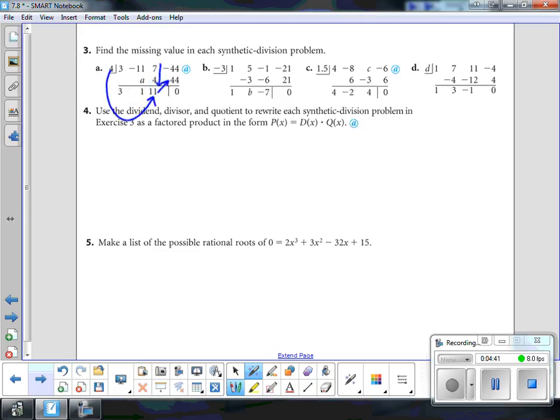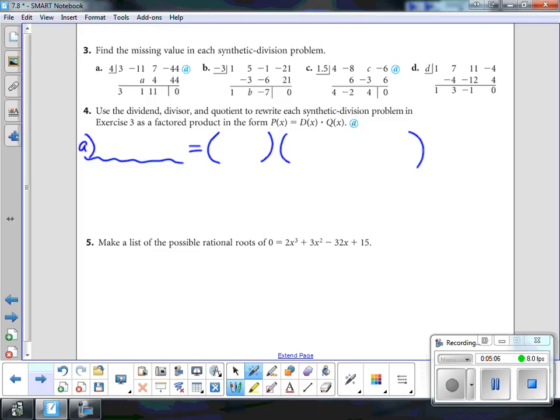All right? So they're asking you to find the missing a, the b, the c, what would go there, and the d, what would the divisor be? When you're finished, again, they want you to write it out for all 4 of those problems. They want you to figure out what polynomial would equal what divisor times what quotient? So I'll do the first one again.